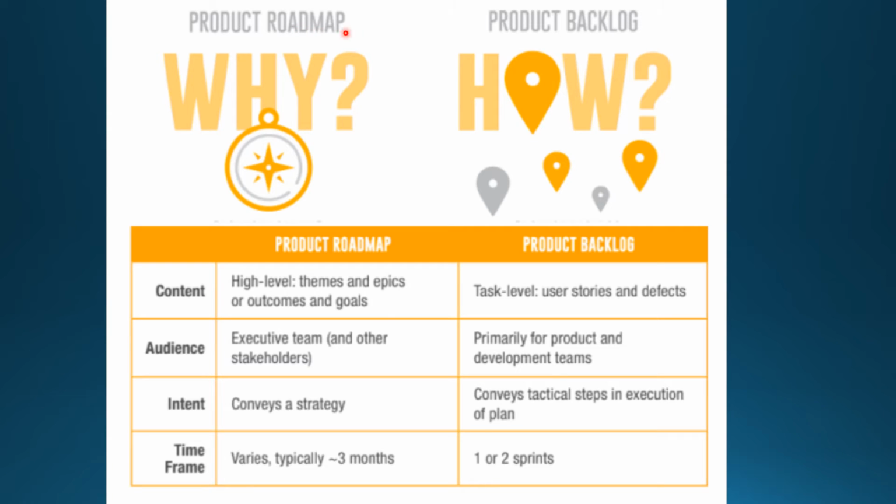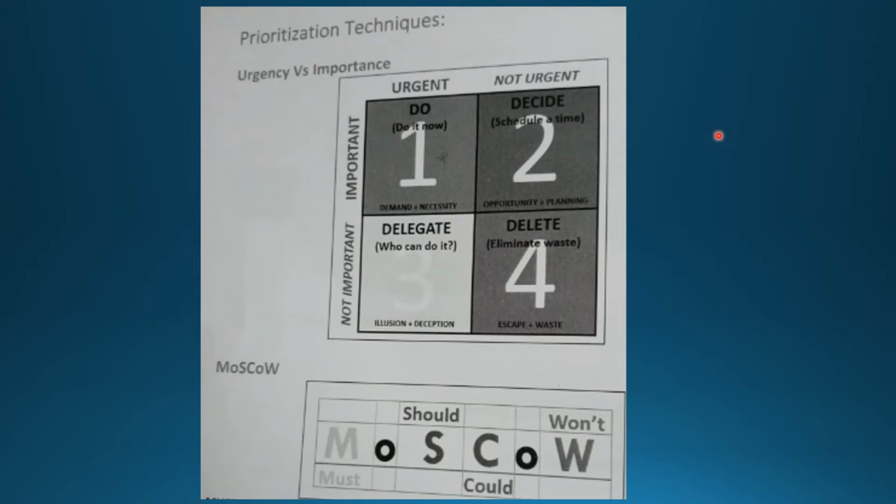What is the difference between the product roadmap and the backlog? The roadmap is a strategic thing. The audience is executives. The time frame is 3 months; every 3 months you try to update it. The product roadmap contains strategic themes, epics, outcomes, or goals. But the product backlog talks about task-level user stories and defects, primarily for product and development teams. It conveys the tactical steps. The time frame is every 2 sprints or every release.